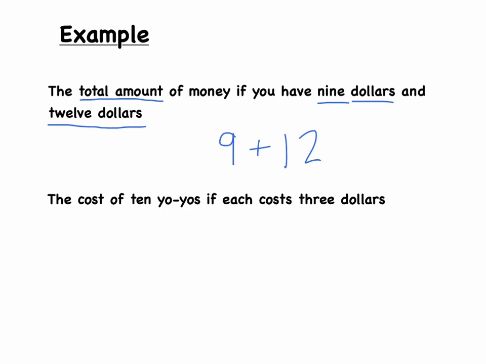For the next example, the cost of 10 yo-yos if each costs $3. Let's look at the important information in the words that we just learned. Let's look at of. What word does that mean that we're going to be using? We're going to be using some multiplication. So I want to know the cost of 10 yo-yos if each costs $3. So we're going to be doing some multiplication of the number 10 and 3. So the cost is 10 times 3, which would be $30.